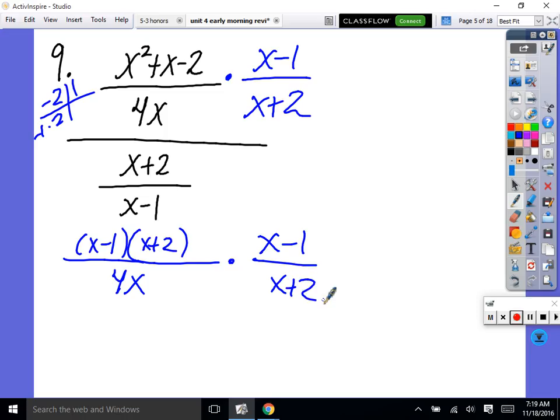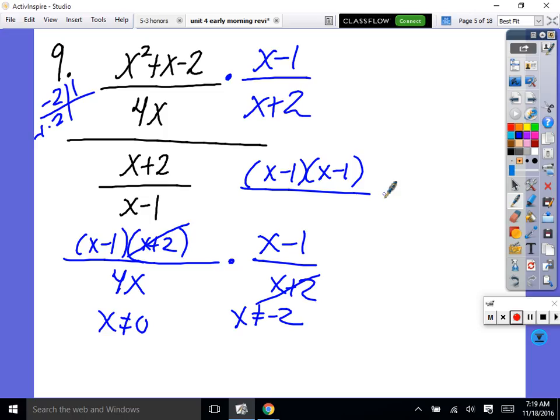So now we'll restrict the values first. x cannot be 0 and x cannot equal -2. Now we can divide things out. x plus 2, that's it, right? So we'll have left over x minus 1 times x minus 1. Just leave your answer all factored out.